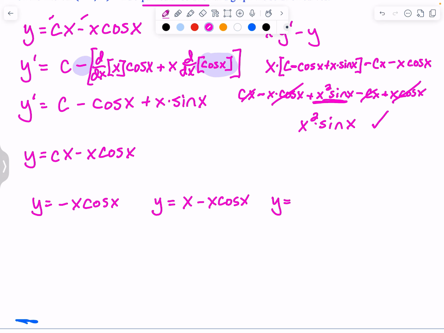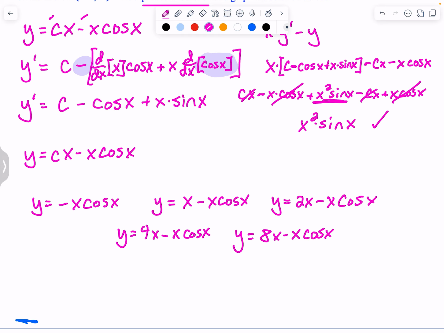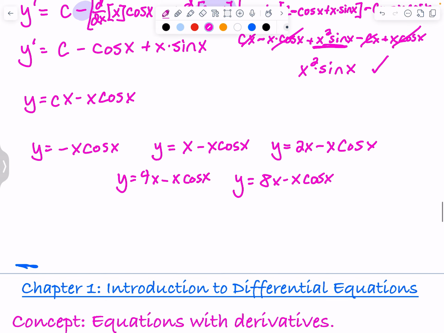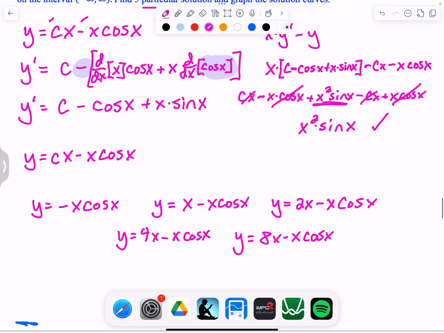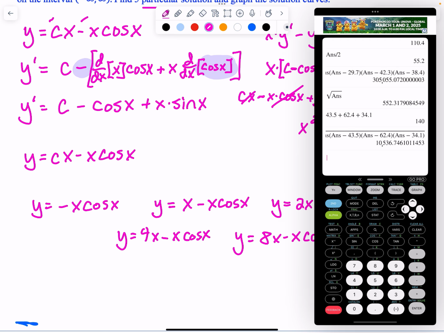Let's double them. So this is going to be 2x minus x cosine x. I know I didn't double the first one, but I guess I did. No, 0, then 1, then doubled. Okay, 1 equals 4x minus x cosine x. And then y equals 8x minus x cosine x. All right. If you want to draw it in your notes, you can. I think we're just going to look at the calculator and take a look and see what it looks like.